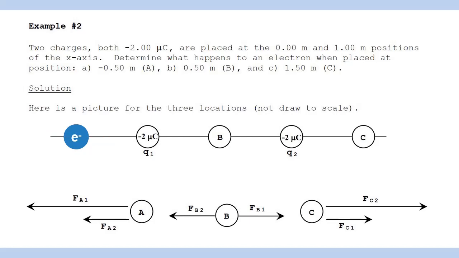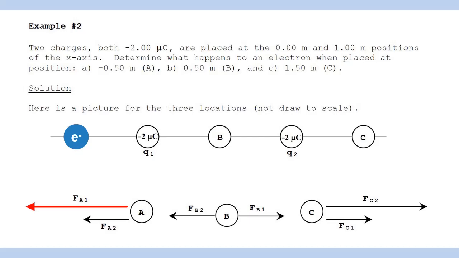Now, if I have an electron, which has a negative charge, at A, and I look at Q1, which has a negative charge, I know that is a repulsive force. Therefore, Q1 is going to push the electron at A to the left. That's going to result in a force at A due to Q1, which I've drawn an arrow here to indicate.